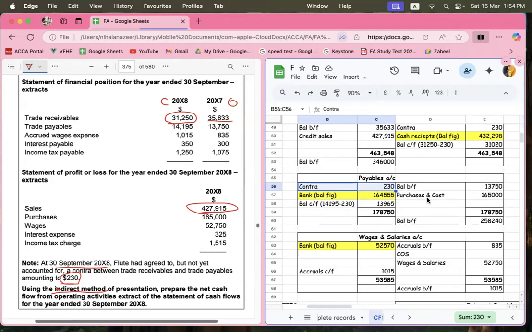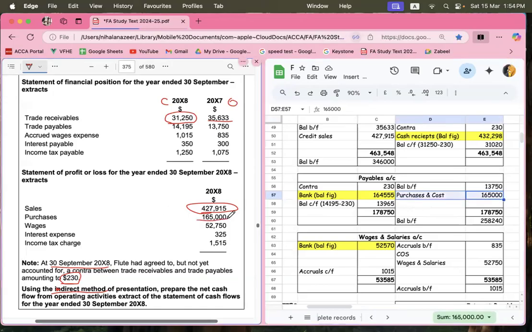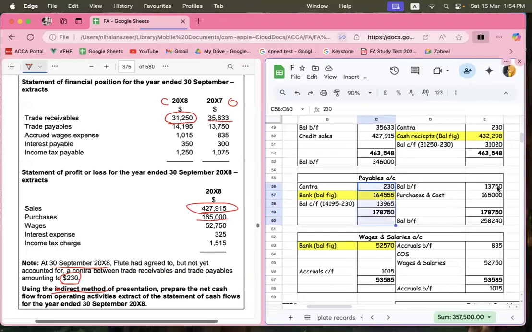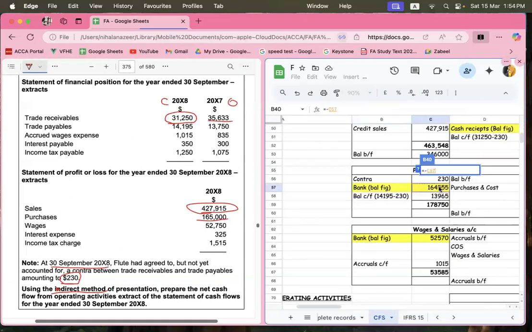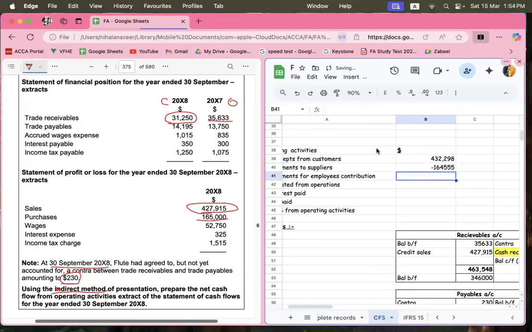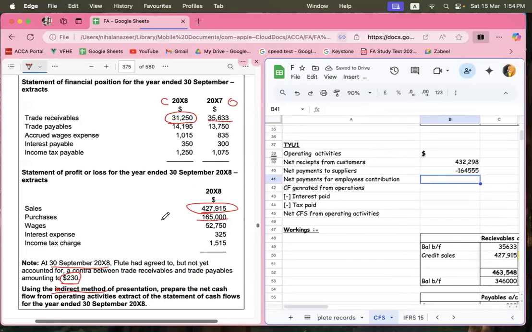Now, you're going to assume that all the purchases are credit purchases. So purchases and cost is 165,000. Same thing here. Understood? Now you're going to total both of the columns together, and the balancing figure is the payment that you made during the year. So that is equal to minus of this amount.